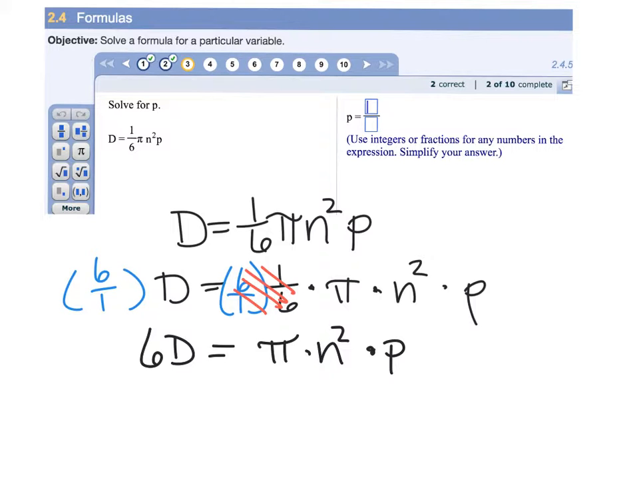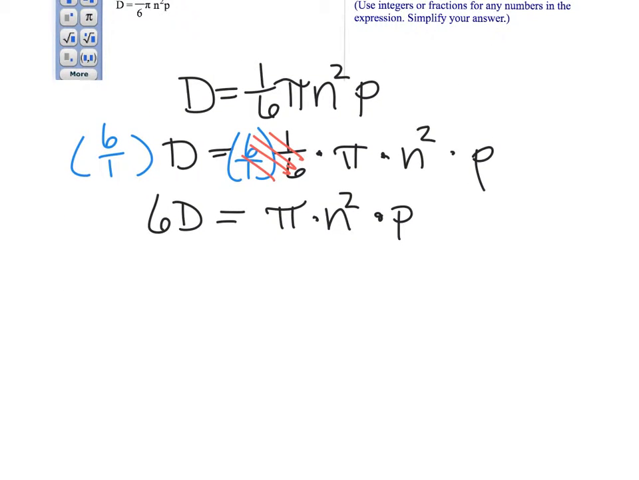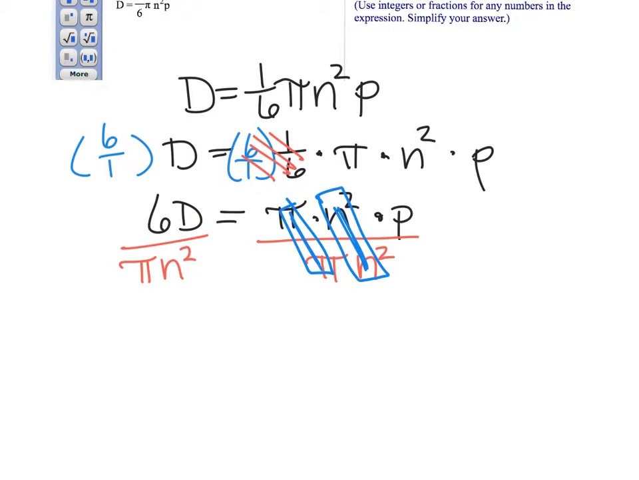Gee whiz. And now, because we want to get P all by itself and it's connected to these guys by multiplication, that means I can now divide both sides by pi n squared. Remembering that means pi times n squared. So the reason I want that is because pi divided by pi, that's 1. n squared divided by n squared equals 1. So the right side equals P.